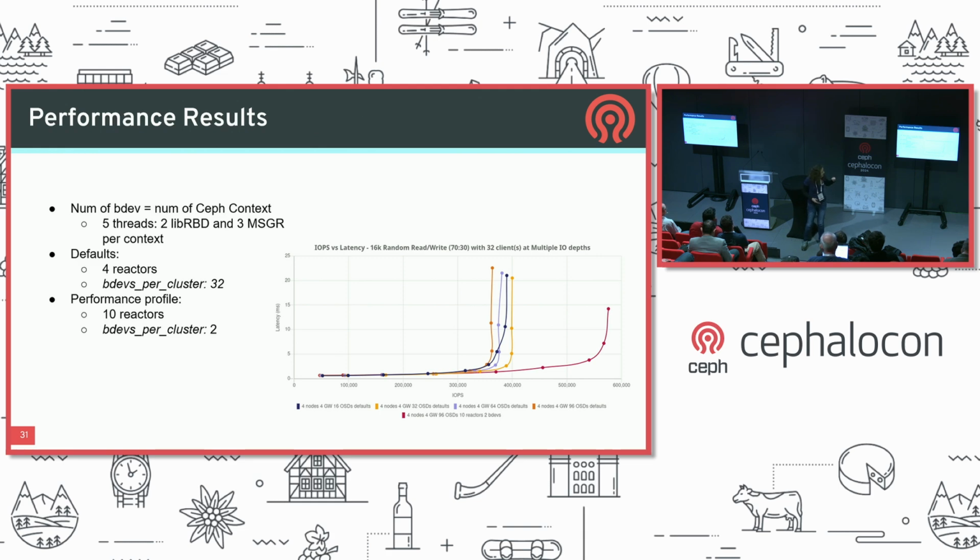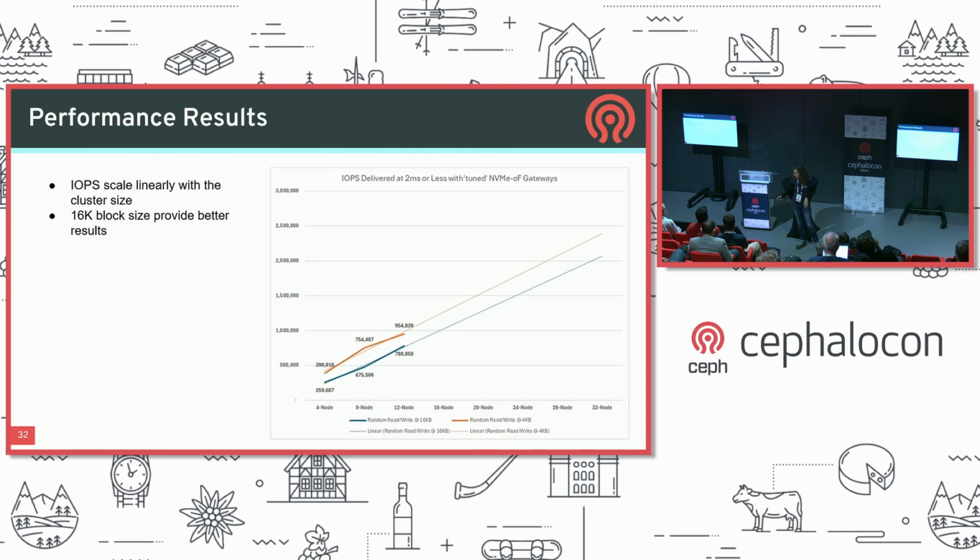Another interesting thing is that with more reactors it does get better, but at a certain point, without increasing the Ceph contexts, it gets worse. So when you run your workload, you can tune the BDEV per cluster, assuming you have enough memory, and play with it to fit your workload. In the future, hopefully, you can do it automatically, but that's more complex.